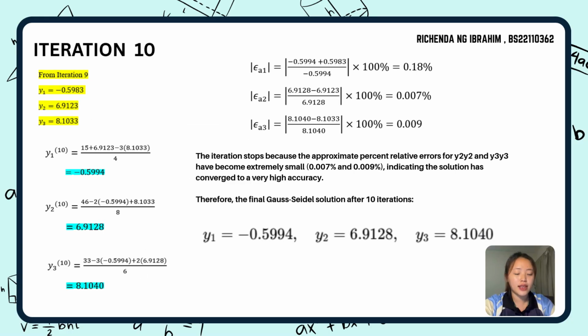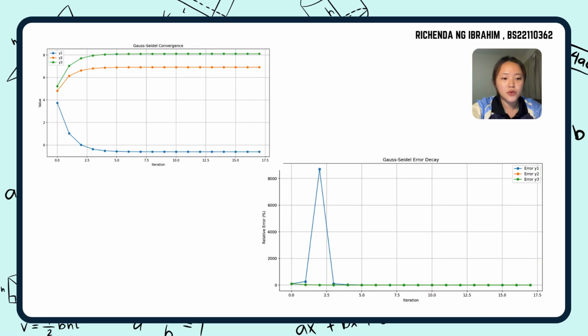By iteration 10, errors for y2 and y3 are tiny, less than 0.01, so our final solution is y1 equals negative 0.5994, y2 equals 6.9128, and y3 equals 8.1040. So the Gauss-Seidel method has successfully converged. These are the iteration table and convergence plots that we get from the answer. The error graph shows a rapid decrease after a few iterations, confirming convergence.